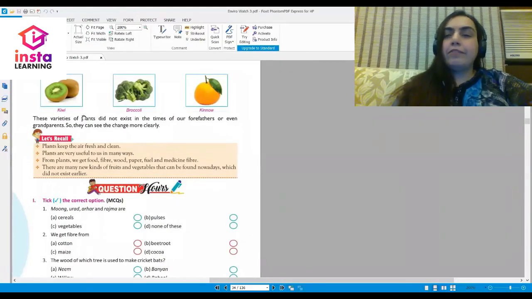Plants keep air fresh and clean. Plants are very useful to us in many different ways. From plants, we get food, fiber, wood, paper, fuel, and medicine. There are many new kinds of fruits and vegetables that can be found nowadays, which did not exist earlier.